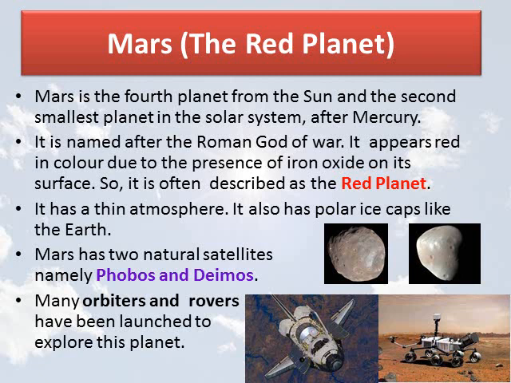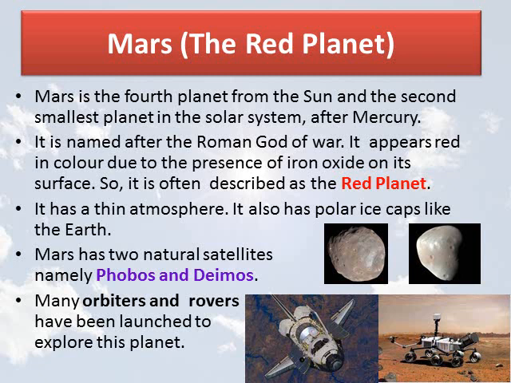It has a thin layer of atmosphere. Mars has a very thin layer of atmosphere. It also has polar ice caps like the Earth. That is, we can find ice caps, ice covered regions on Mars. Mars has two natural satellites, namely Phobos and Deimos. There are two natural satellites for Mars. They are Phobos and Deimos.